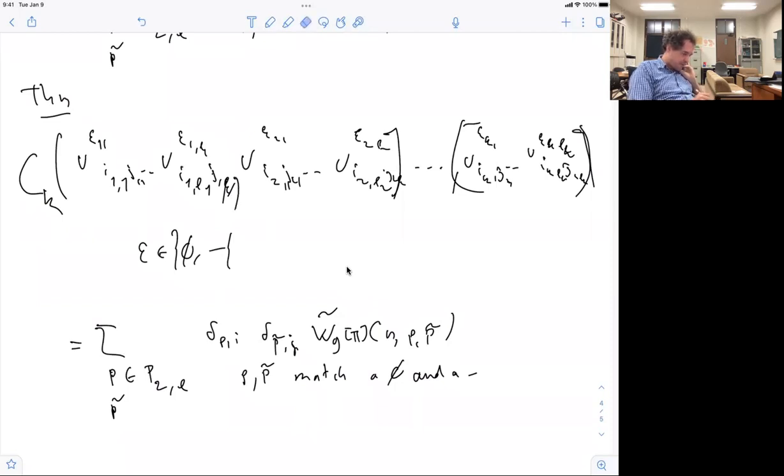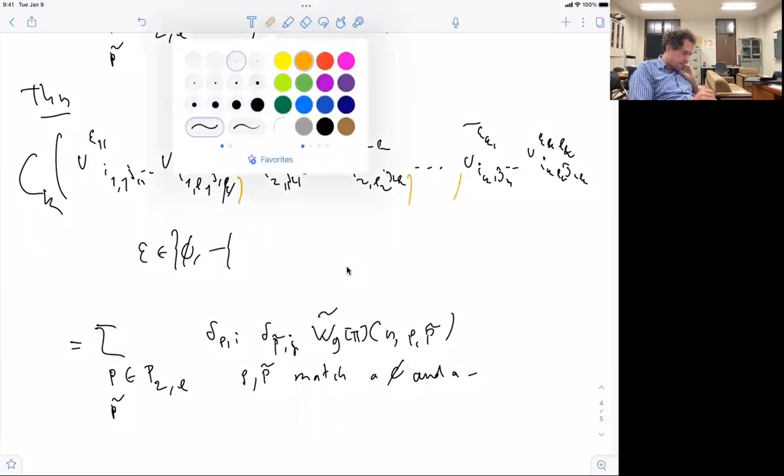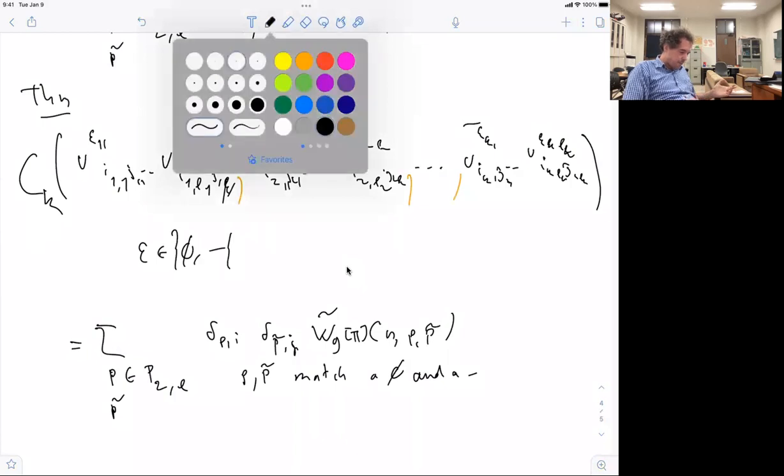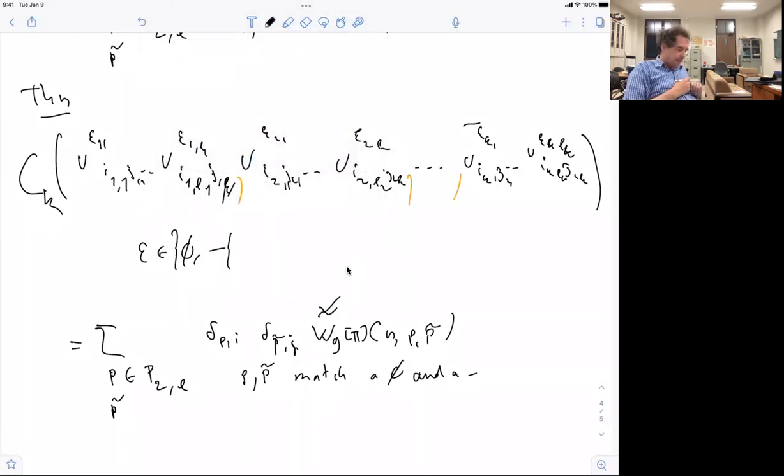Let me maybe change the color. There is a comma here. And then there are some more commas out there, okay. And finally, I close my bracket. And the answer is exactly the same, except that this is yet another Weingarten function. So these are three different terms, but they can be stated exactly the same way.